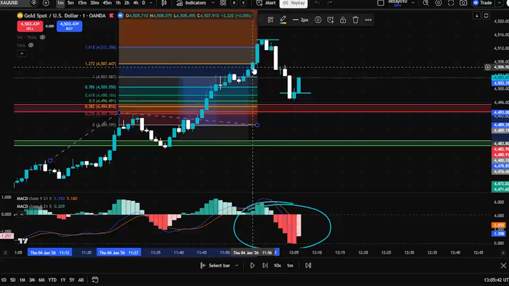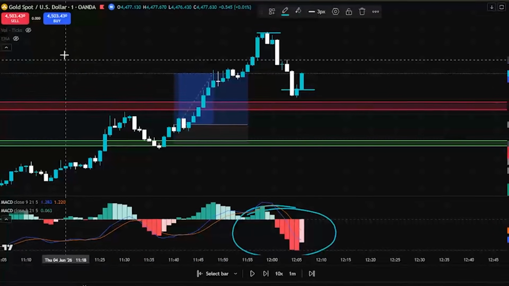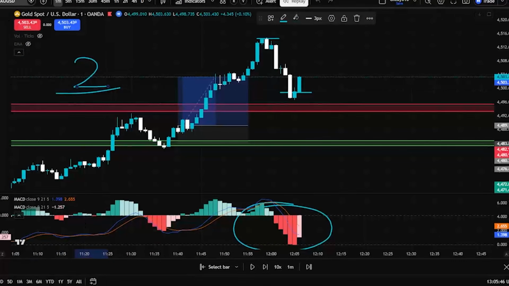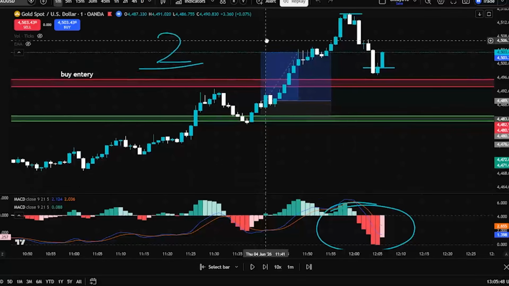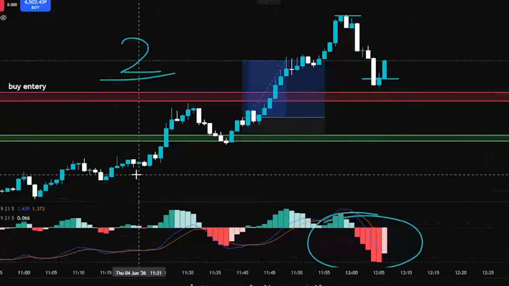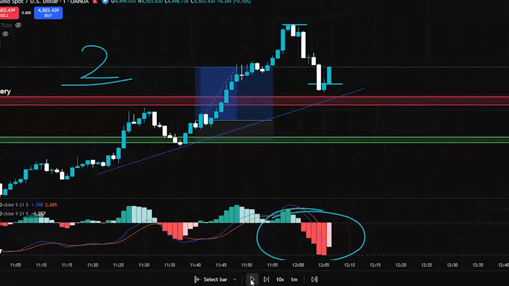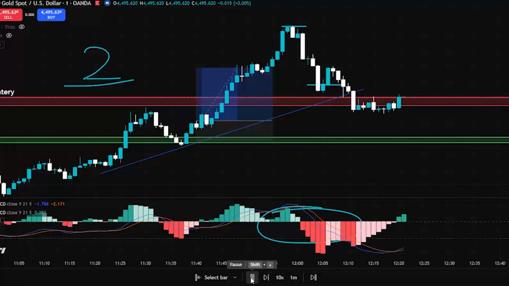Combining these two, MACD with EMA and Fibonacci confirmation, will make your strategy fast, accurate, and reliable. This method is designed specifically for professional scalpers and will greatly enhance your trading experience.